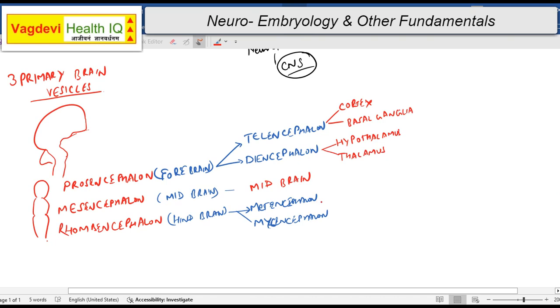Metencephalon will go for, very easy to understand, pons and cerebellum. And then myelencephalon will go for the last major part which was remaining, the medulla.